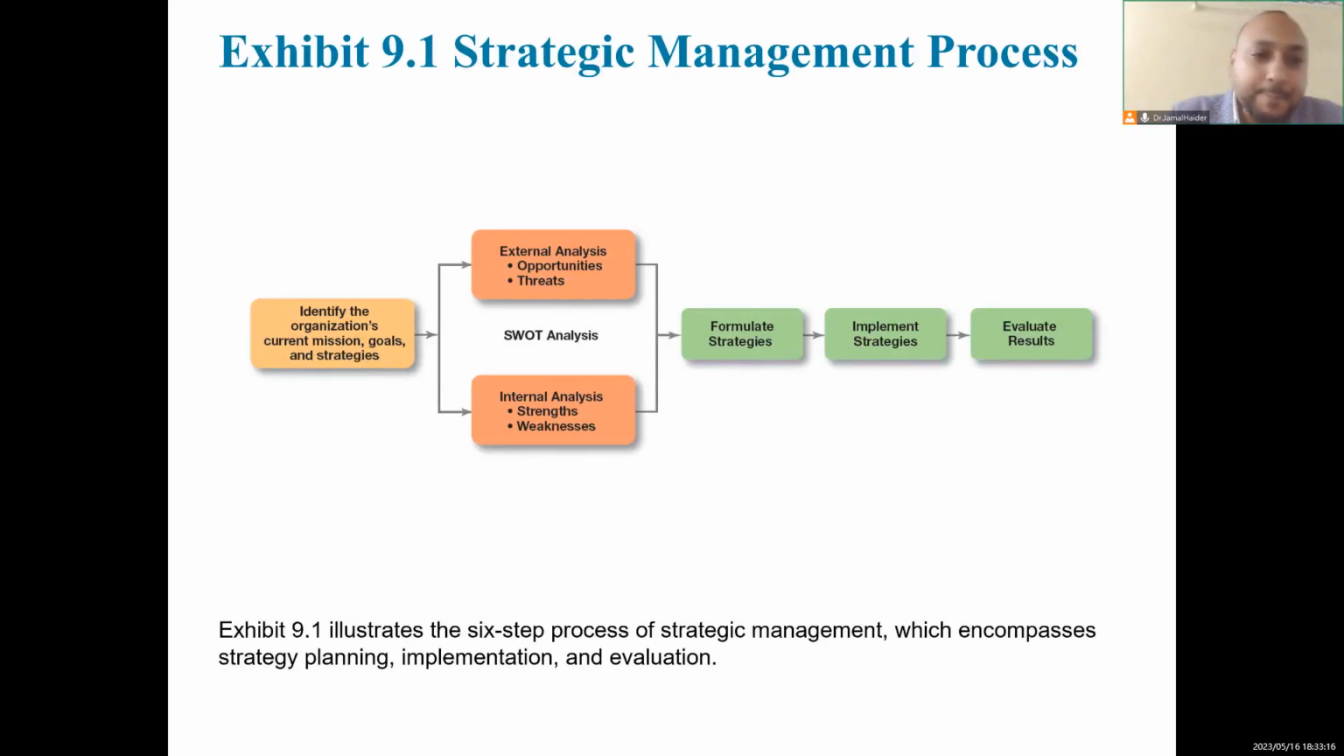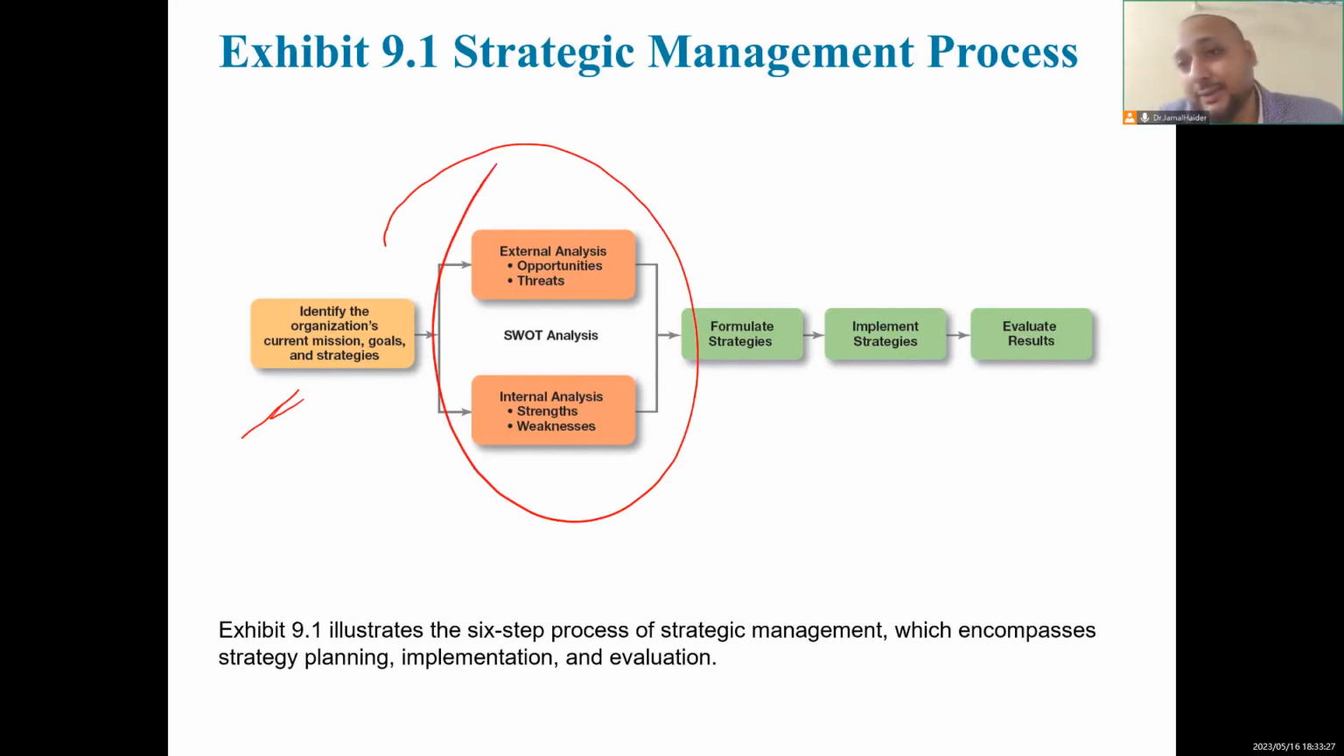Number 1, identify the organization's current mission and goals and strategies. Number 2 is basically external analysis, in which we do some SWOT analysis to find out where we are standing, whether the internal environment and external environment of the organization are impacting our decisions and how we formulate our strategies. Because of these internal and external analyses, we formulate our strategies and then we implement them.